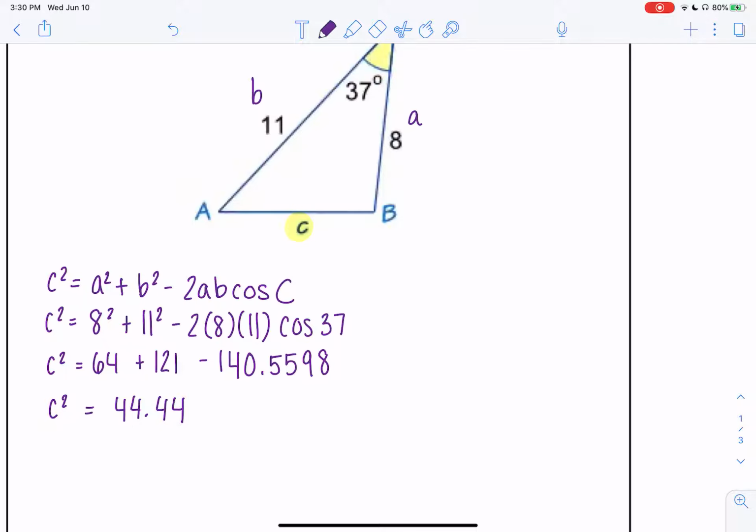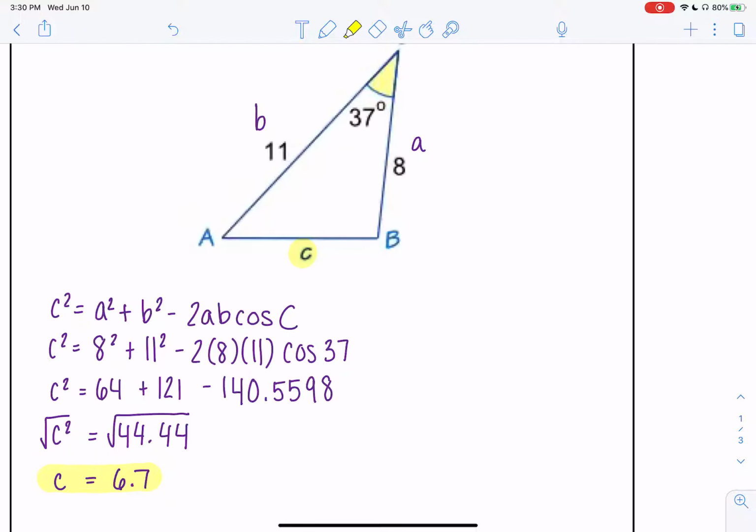44.44. Now, that is c squared, but I just need plain c. So I'm going to square root this side and square root this side. And I will get c, oops, not c squared, sorry, just c is equal to 6.7. And that is our final answer. Similarly to our sine law and our right angled triangles, we always want to take a look at that number and make sure it's in the same neighborhood as our other numbers. So 6 relative to 11 and 8 is relatively close.